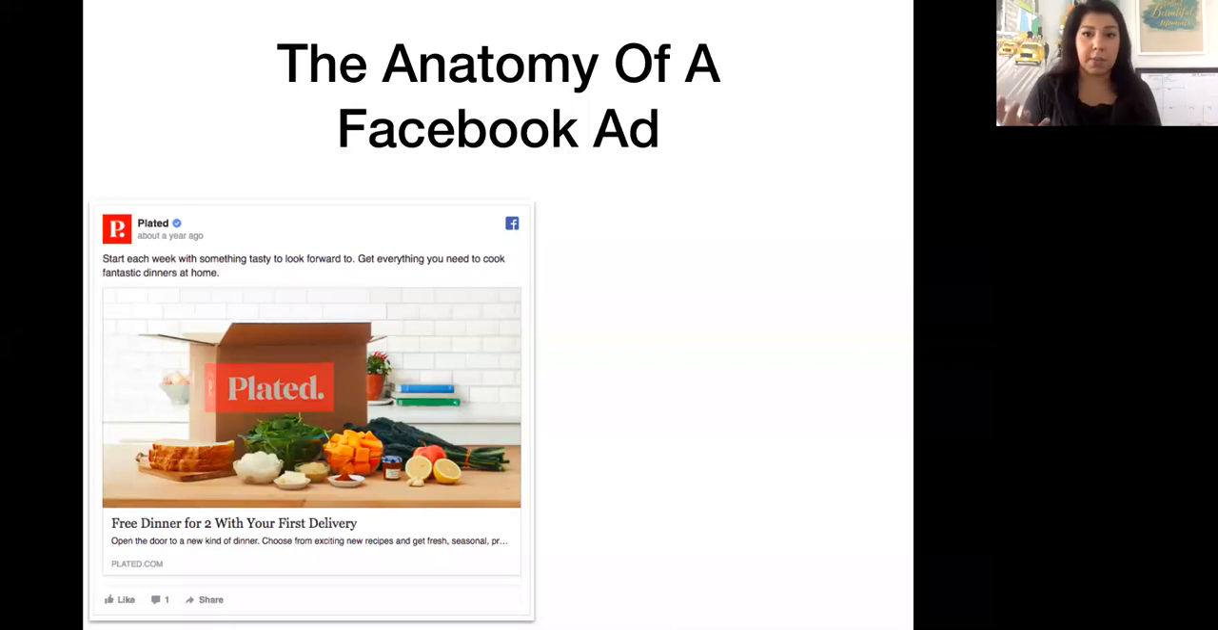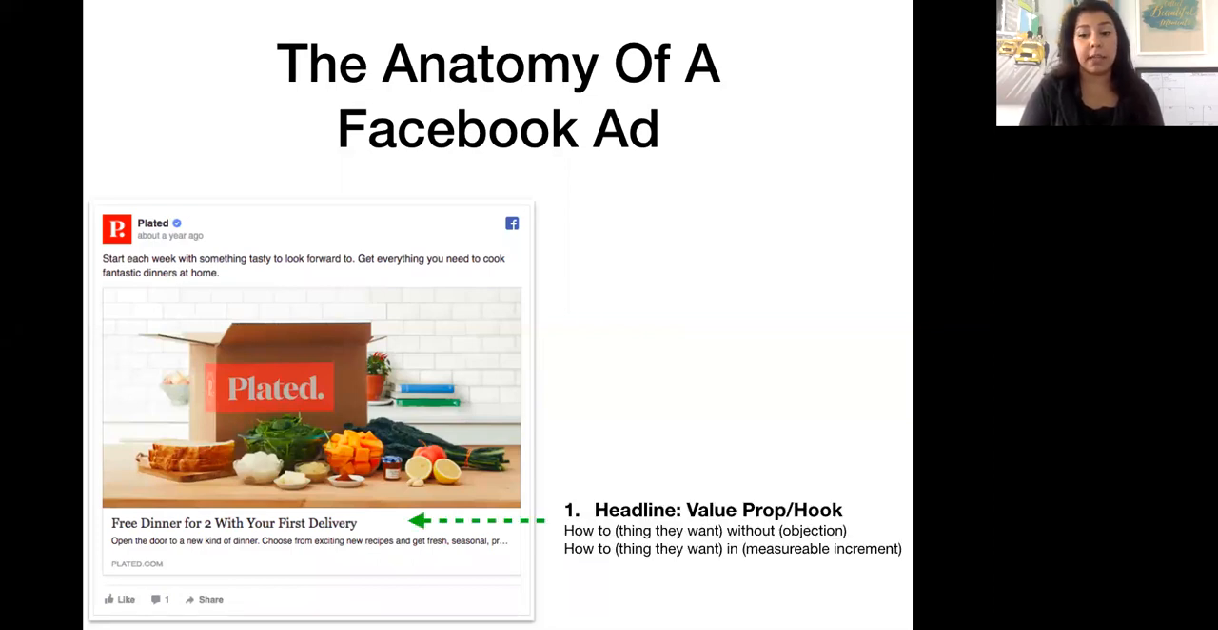Well, first let's talk about the anatomy of an ad, because I don't know how many of you have run ads before, but you'll all have likely seen this in your newsfeed. So there's the headline, which I like to call the value prop or hook holder, right? This is where your value prop or your hook lives most of the time. Formats that I love for this kind of headline are how to get what they want without objection, how to get what they want in a measurable increment. Those generally perform super, super well.